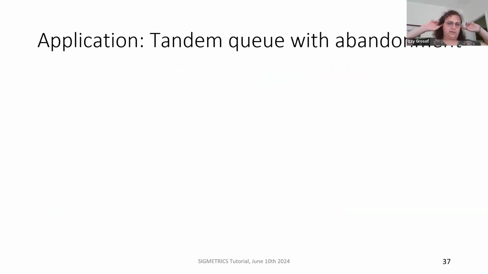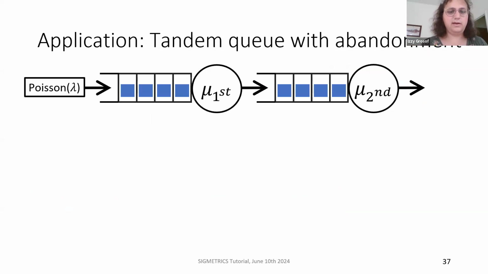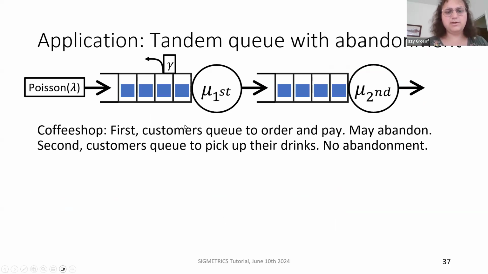Another application that I want to talk to you about is a tandem queue with what I call hybrid abandonment. So the idea here is, imagine you're in a coffee shop. First, customers are going to queue up in order to order their drinks and pay. And they might abandon while they're here, meaning they might just give up, leave the coffee shop, go somewhere else if this queue is taking too long.